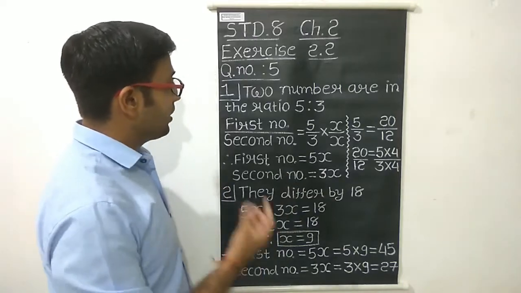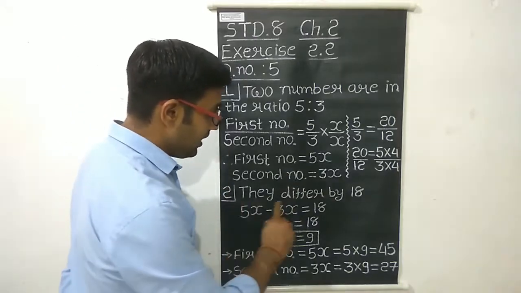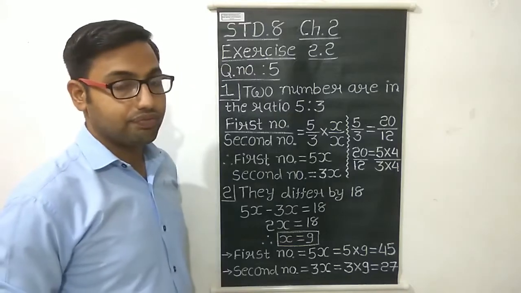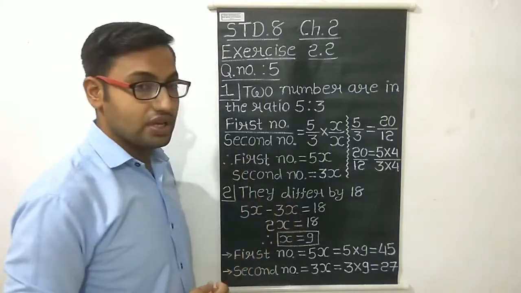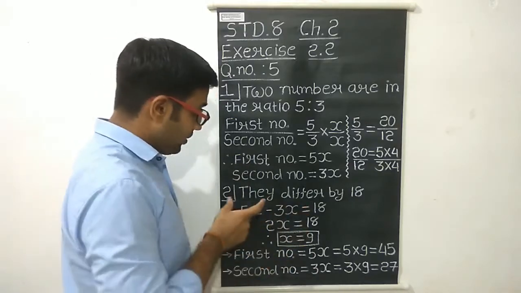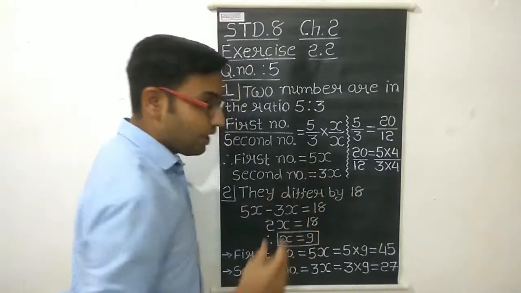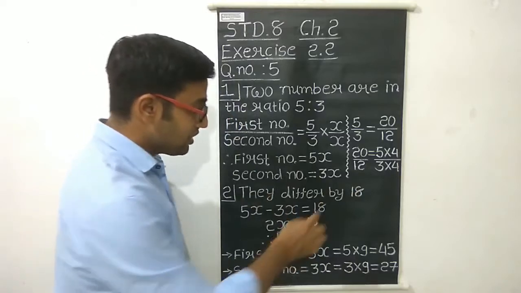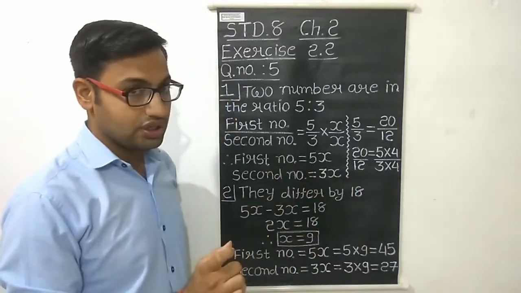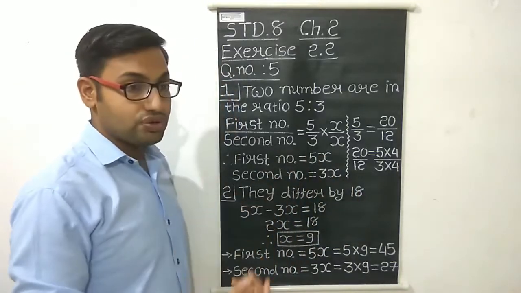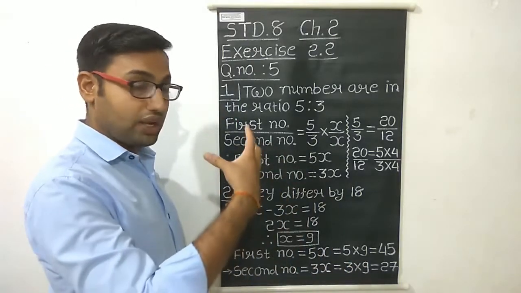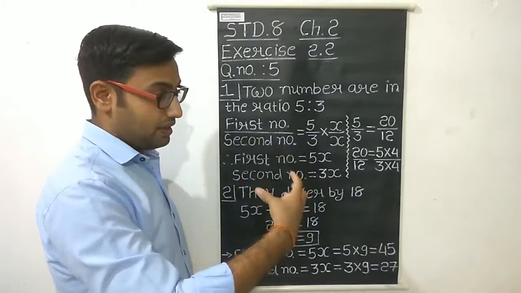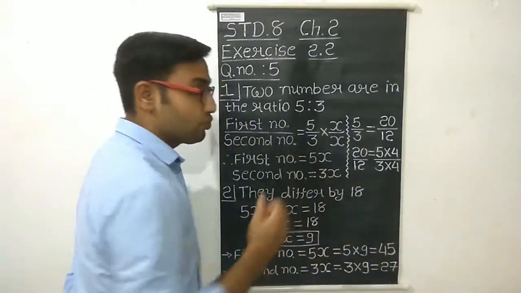Okay. So now one more condition is given: they differ by 18. Differ means the difference of the two numbers is equal to 18. Now this 18 is positive. That means we have to subtract the smaller number from the greater number. We take the first greater number, subtract the smaller number, and the result is equal to 18.